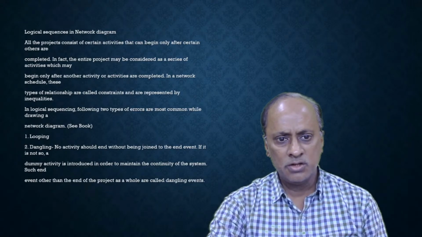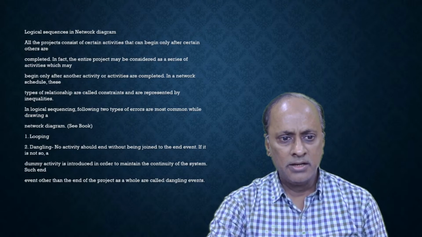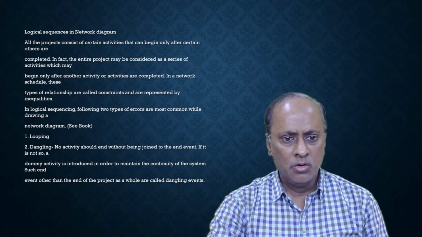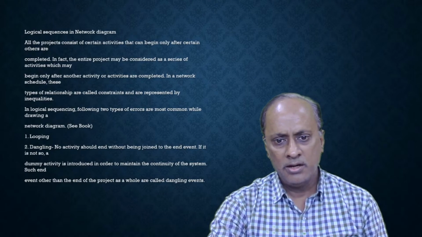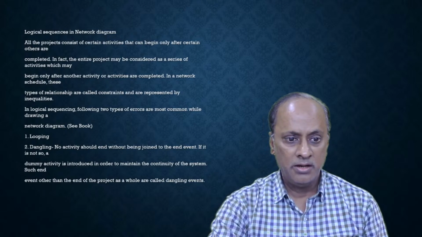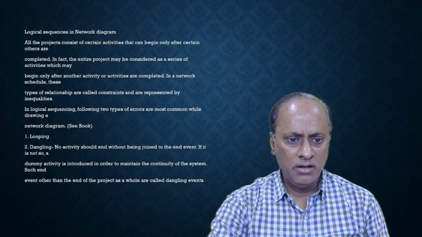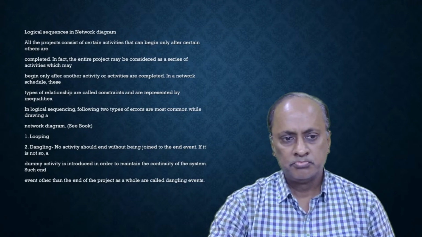In logical sequence, the following types of errors are most common while drawing a network diagram: looping and dangling. No activity should end without being joined to the end event. If it is not so, a dummy activity is introduced to maintain the continuity of the system. Such events other than the end of the project as a whole are called dangling events.